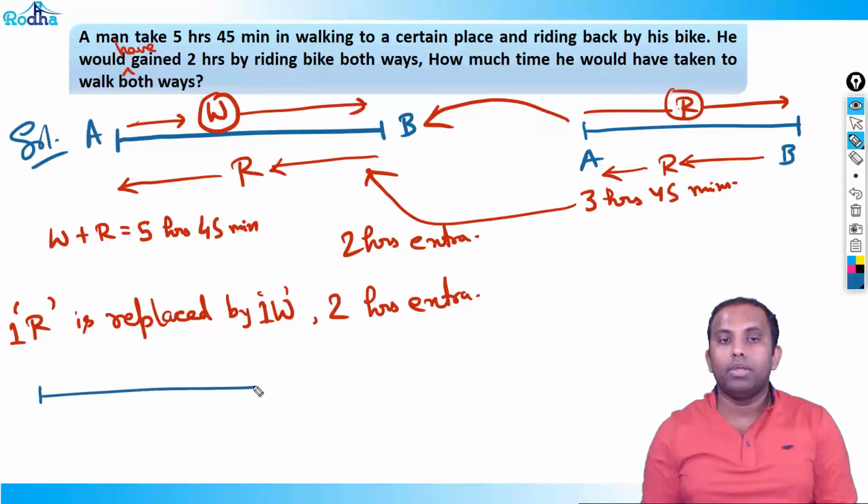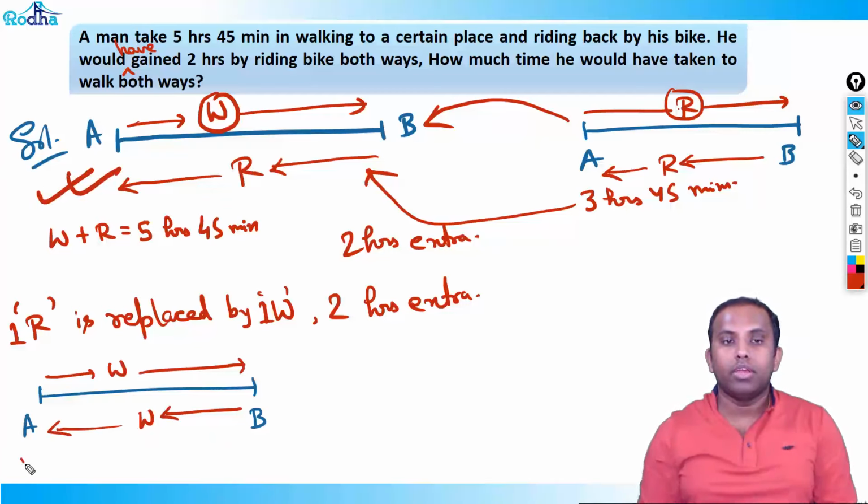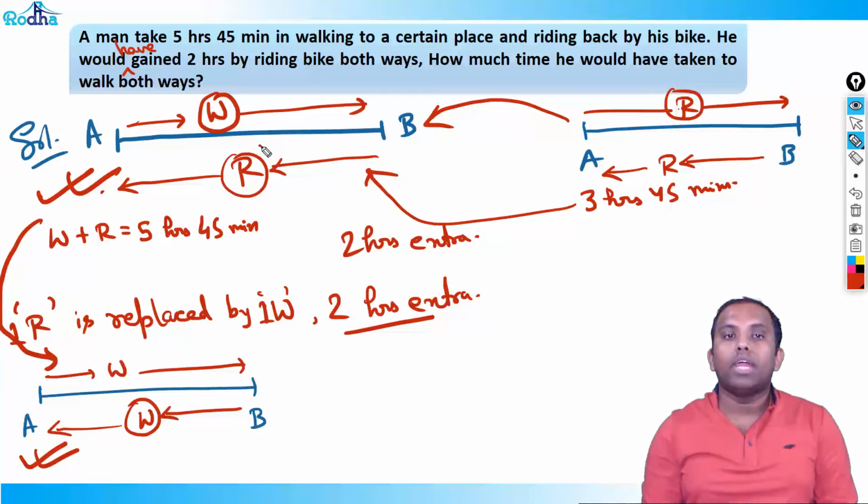That means from A to B now, he is walking, and B to A, he is also coming by walking. So again, see the scenario from here to here. I told you, one side ride is replaced by one side walk, so 2 hours extra time is taken. From here to here, another one side ride is replaced by one side walk. Another 2 hours extra time it will take.